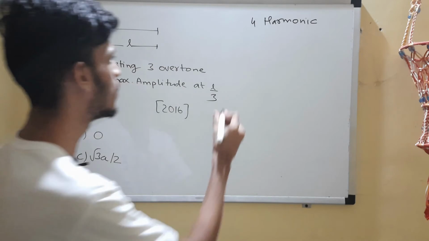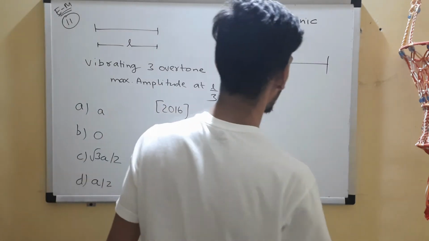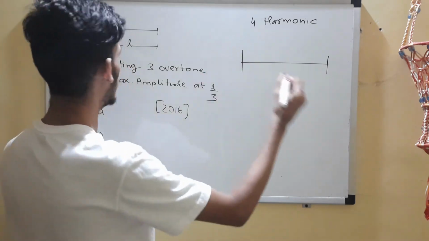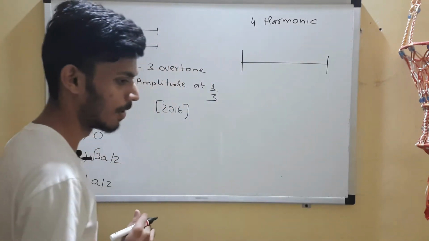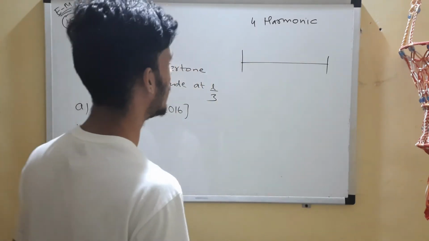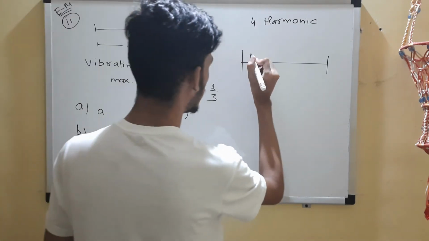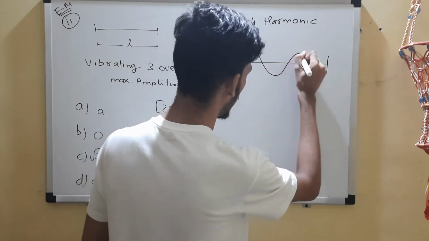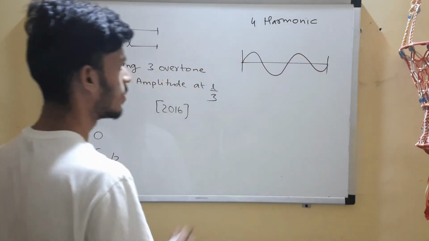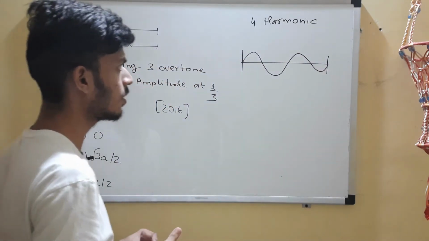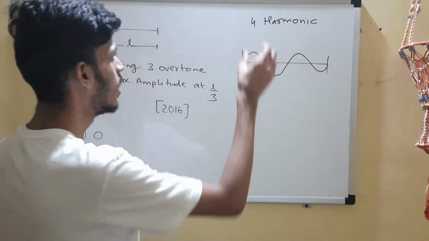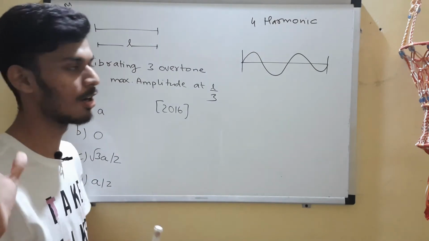Now one more point to note is that the number of lobes equals the number of harmonic. Here a standing wave will be formed, so the number of lobes in that wave will be equal to the number of harmonics. So 4 lobes, 1 2 3 4, are formed. Put this down in your copy, this is very useful: the number of lobes equals the number of harmonics.